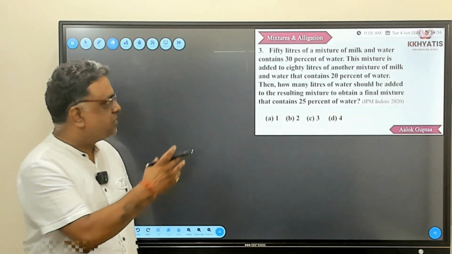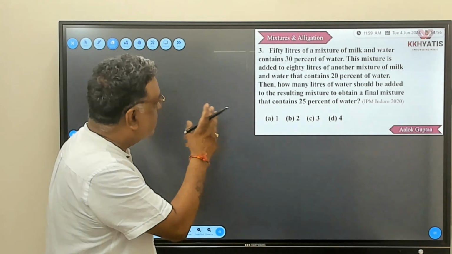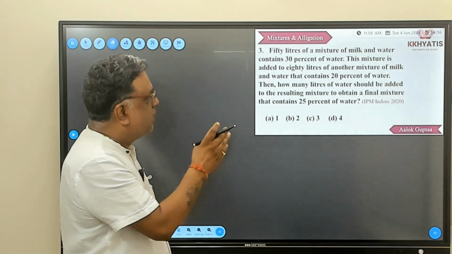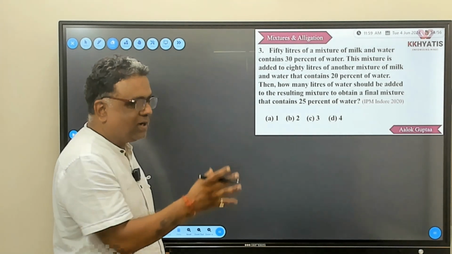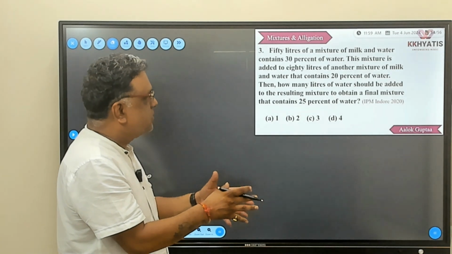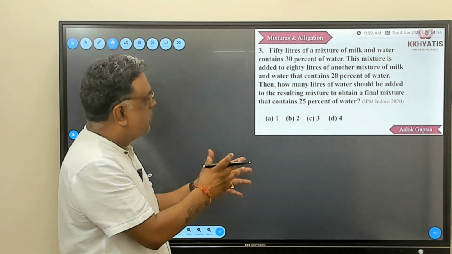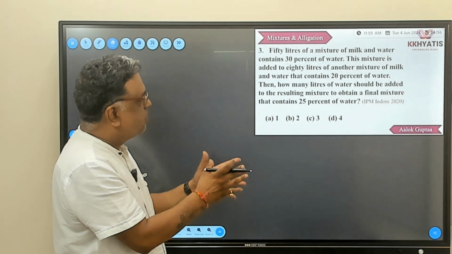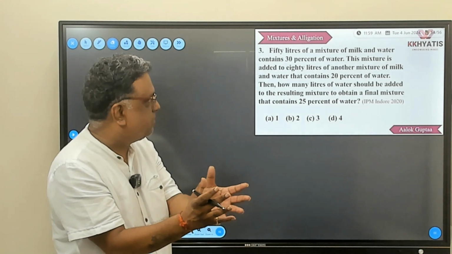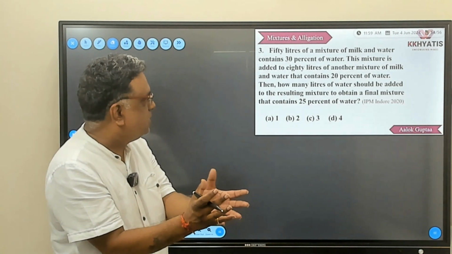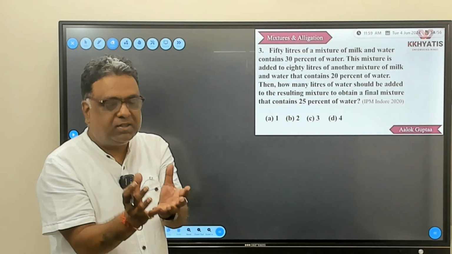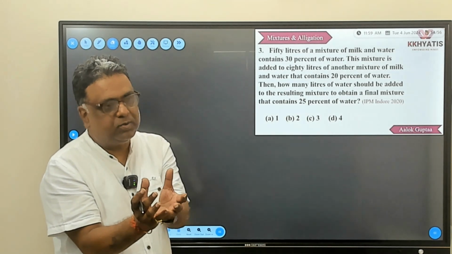So the next sum goes like this. 50 liters of mixture of milk and water contains 30% of water. This mixture is added to another mixture of 80 liters which contains milk and water, with 20% of water. Then how many liters of water should be added to this resultant mixture of 50 plus 80 so that the water percentage in this 130 liters would be 25%?